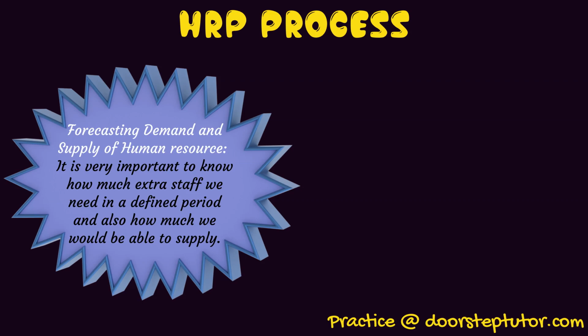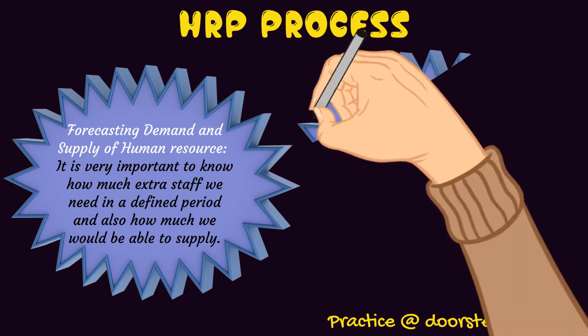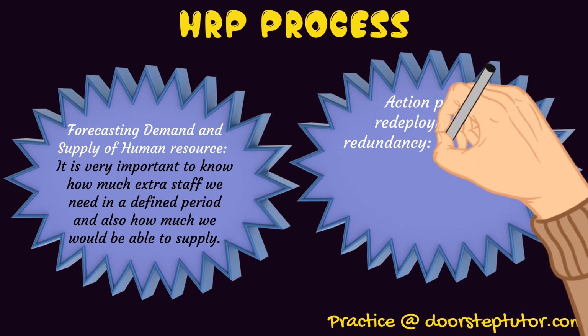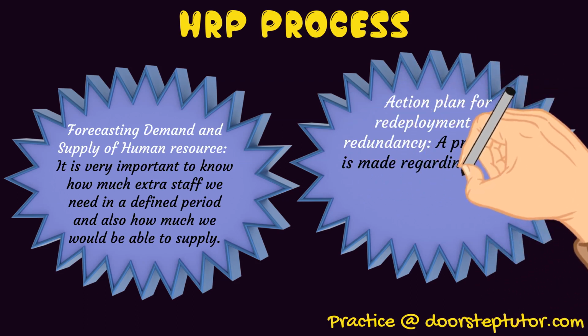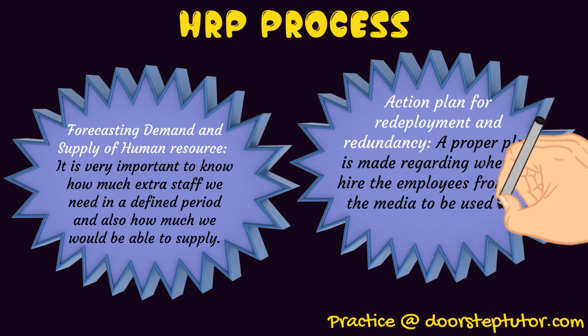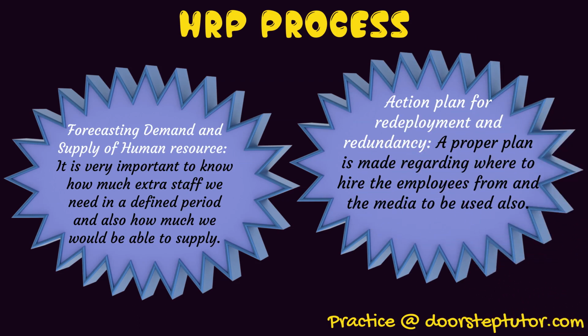Okay, many reasons can be there. Okay, then action plan for redeployment and redundancy. See, a proper plan is made regarding where to hire the people from and what media to be used, right? We need to plan from which sources we are going to hire people. Will it be from a nearby area or far away area or from consultancies, colleges? We need to think it in advance, right?